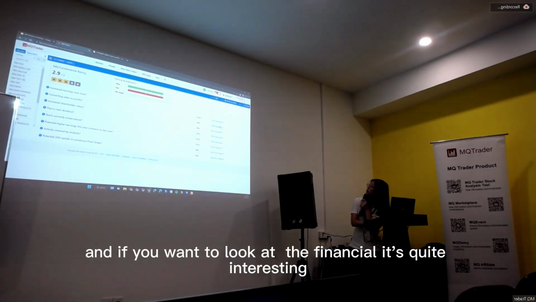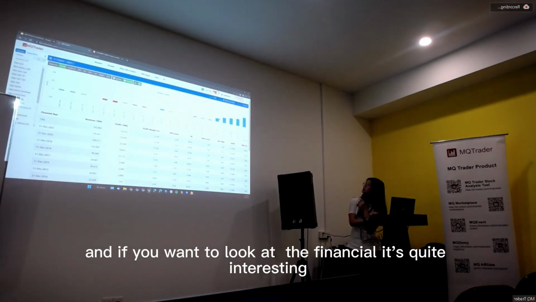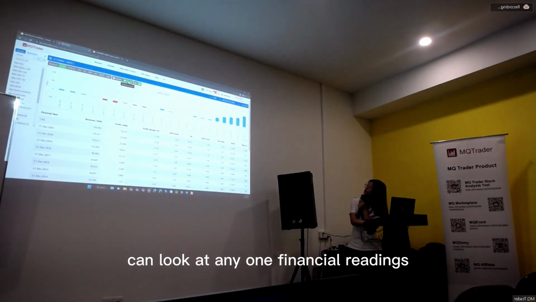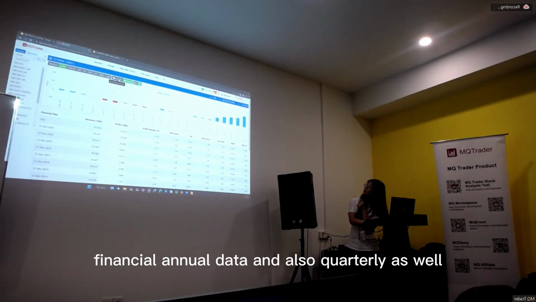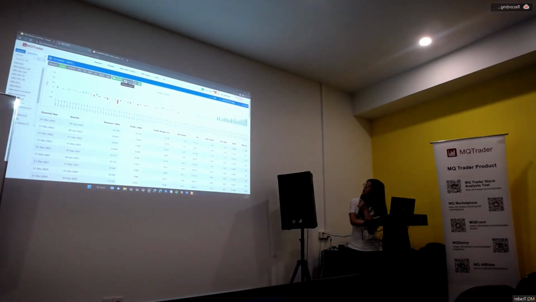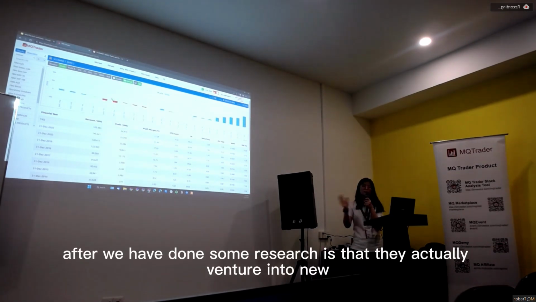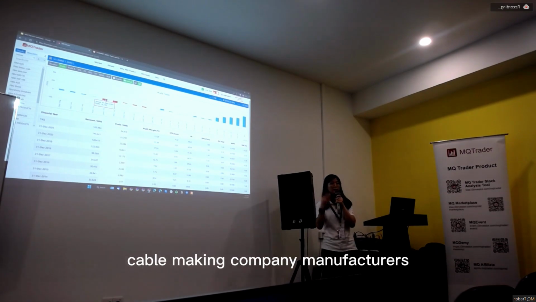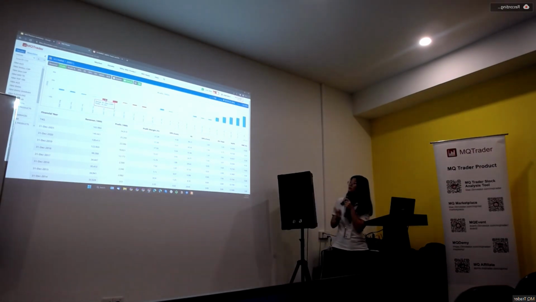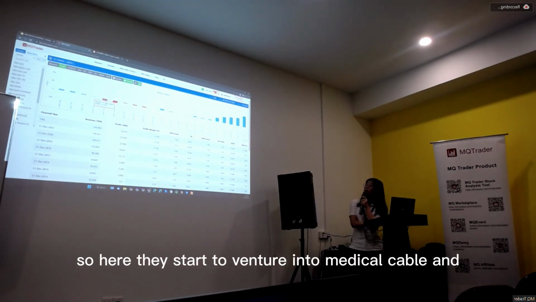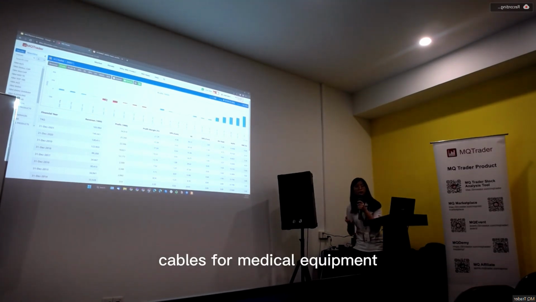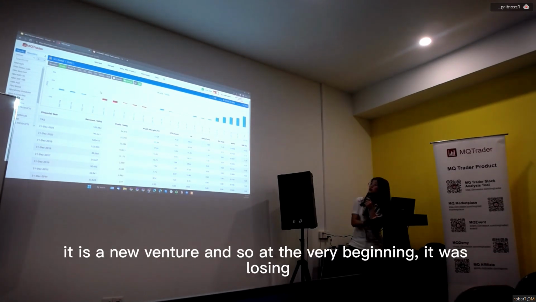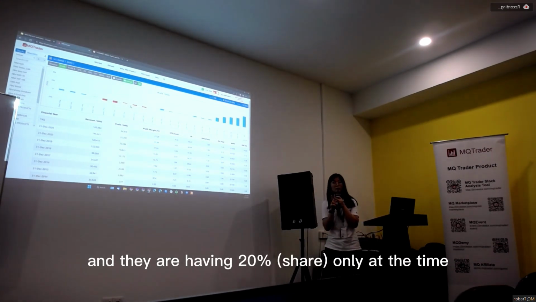Yes. And if you want to look at the financials, it's quite interesting. You can look at annual financial ratings, financial report data, and also quarterly as well. So what happens here after I apply some research is that they actually venture into a new sector, the medical sector. StormNet is actually a cable making company, manufacturers. So here they start to venture into medical cables, cables for medical equipment. It is a new venture, and so at the very beginning it was losing, and they are having 20% only.